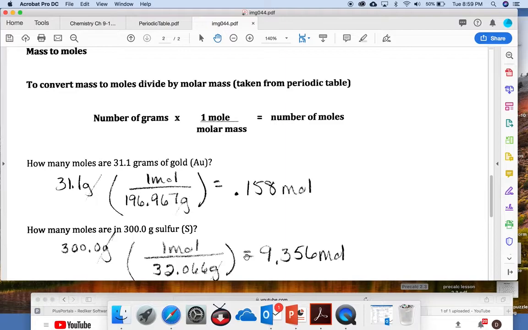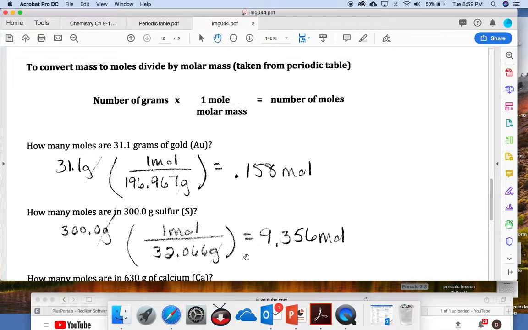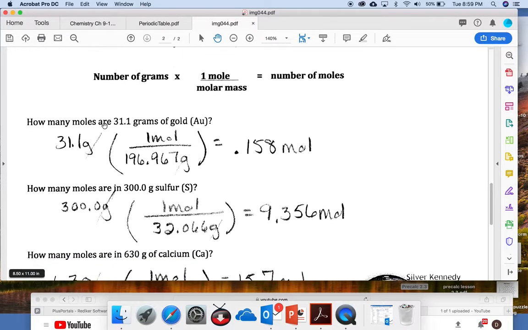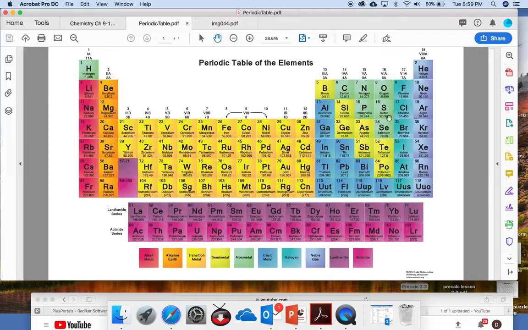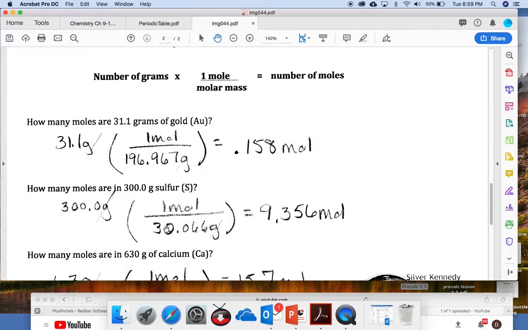Okay, sulfur. I have 300 grams of sulfur. How many moles is that? I know if I look up sulfur on the periodic table, I have 32.066. 32.066 grams is in 1 mole. I take 300 divided by 32.066, and I get 9.356 moles of sulfur.